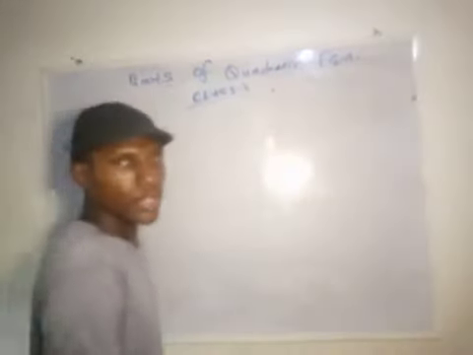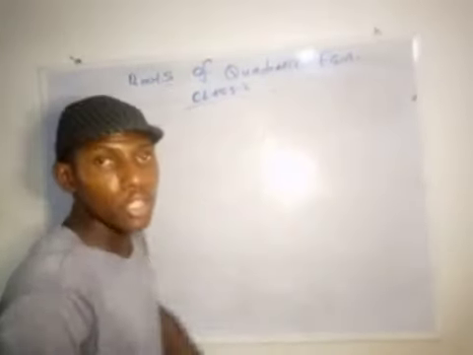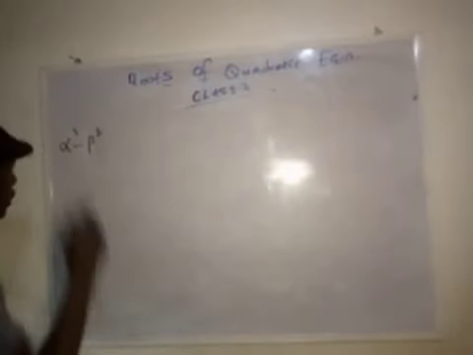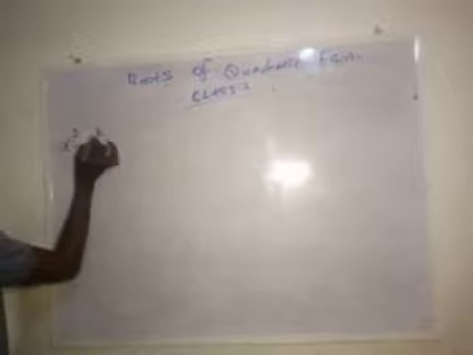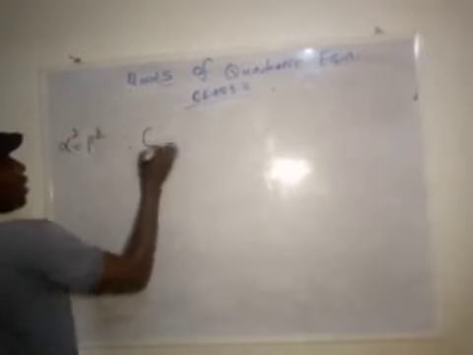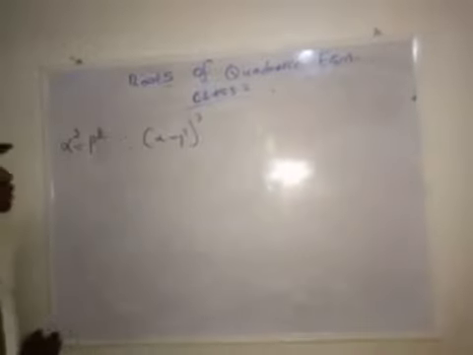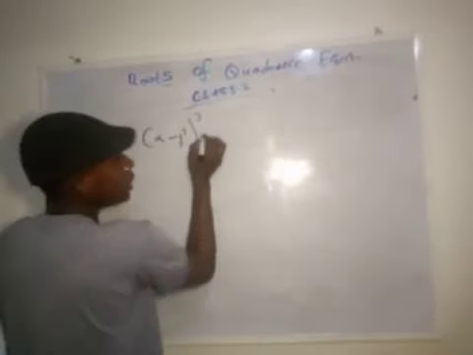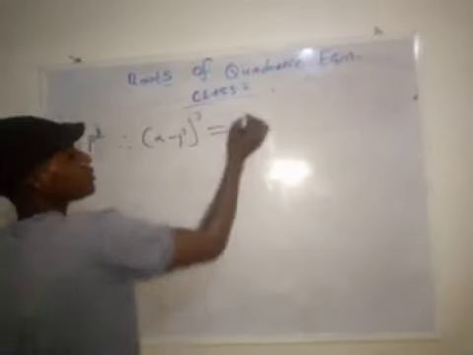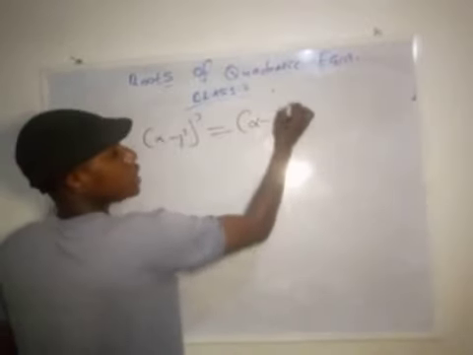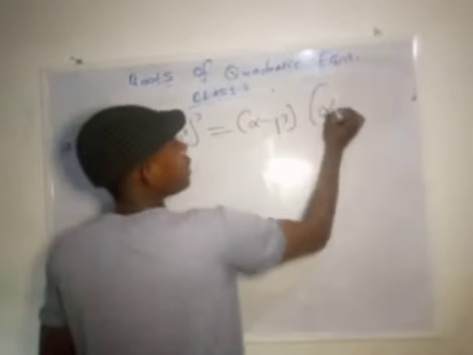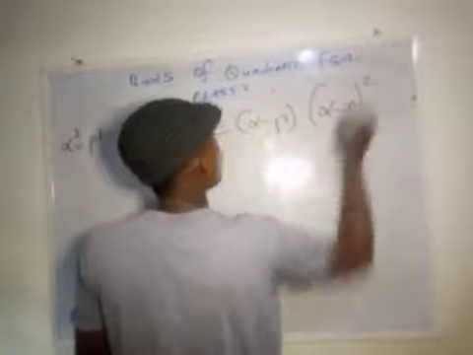Now let's look at the next question. Alpha minus beta cube. If you look at alpha minus beta cube, since we are having a cube and a minus here, we should all know that it's going to be in the expression of alpha minus beta raised to the power of 3, which will be equal to alpha minus beta into bracket alpha minus beta squared.